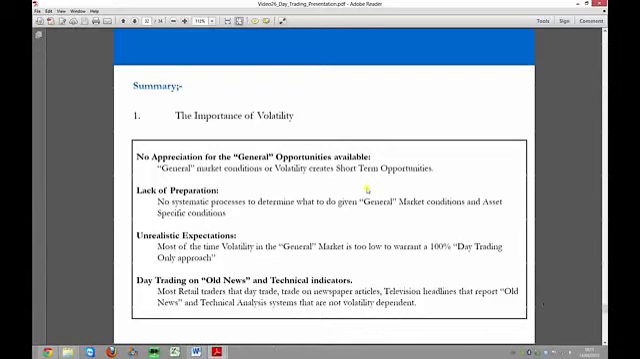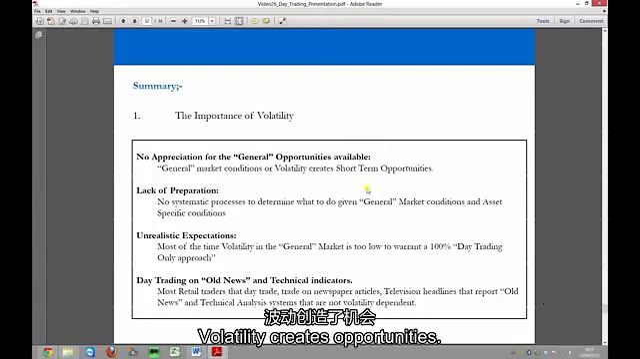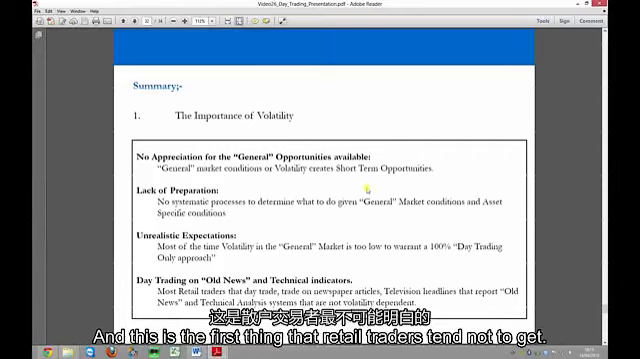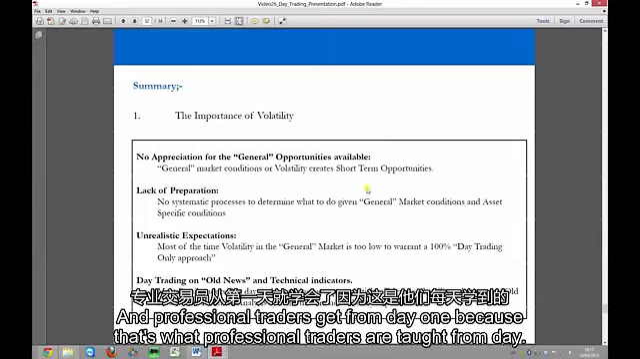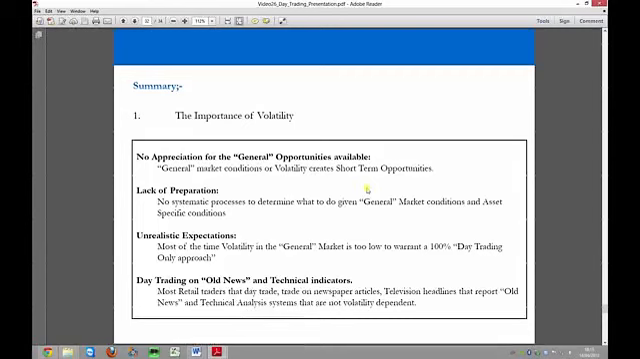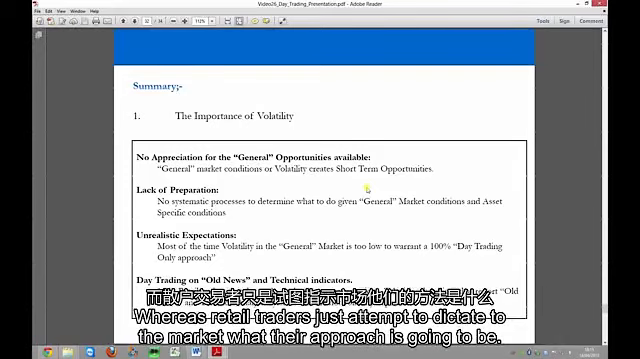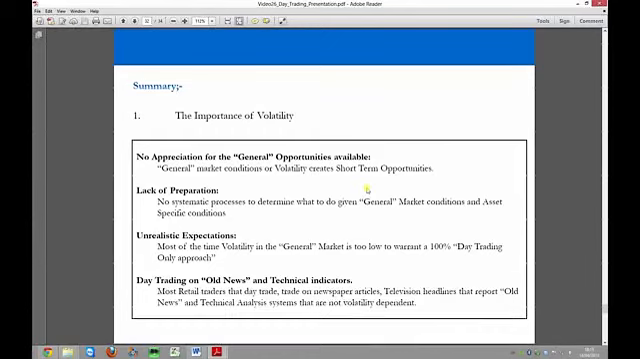Over any given time horizon, volatility creates opportunities. And if you have no volatility, you have no opportunities. Just apply that general rule to every time horizon you look at. And this is the first thing that retail traders tend not to get, and professional traders get from day one, because that's what professional traders are taught from day one. And we're taught how to actually spot this and manage our expectations and manage our approach accordingly, whereas retail traders just attempt to dictate to the market what their approach is going to be.